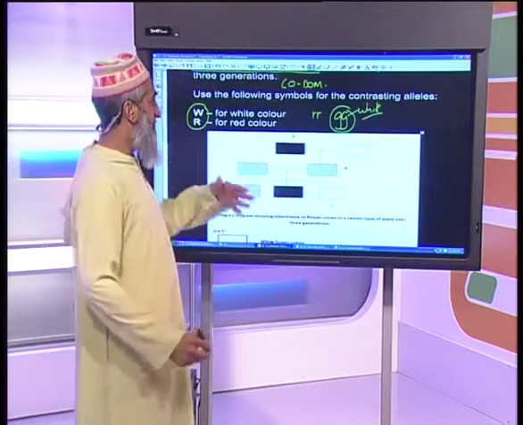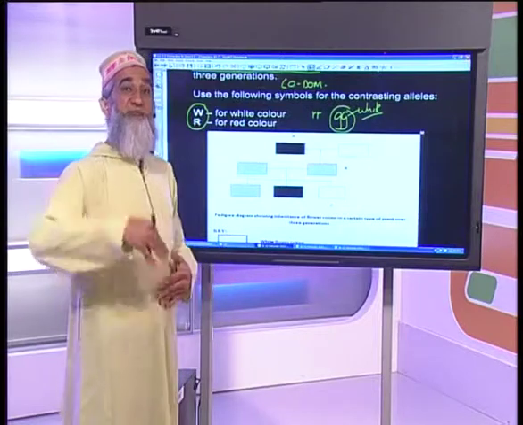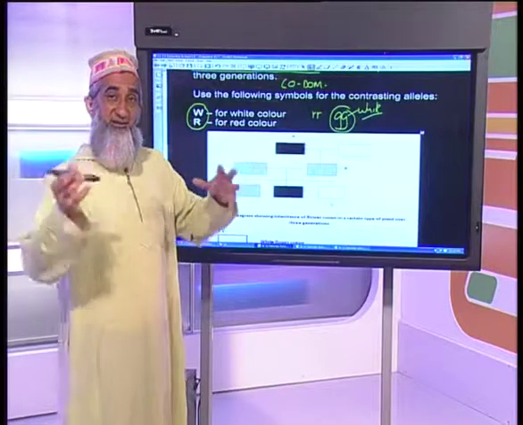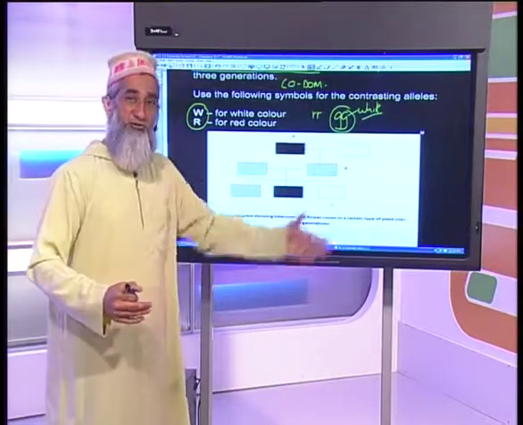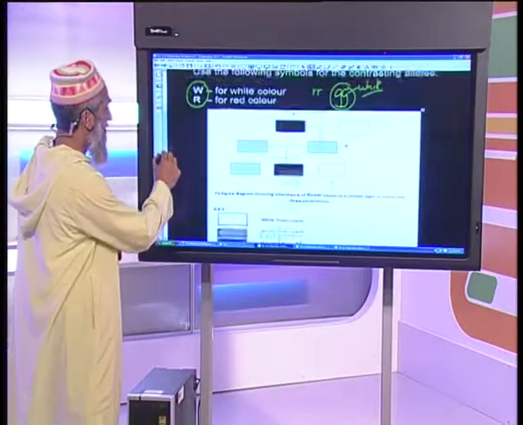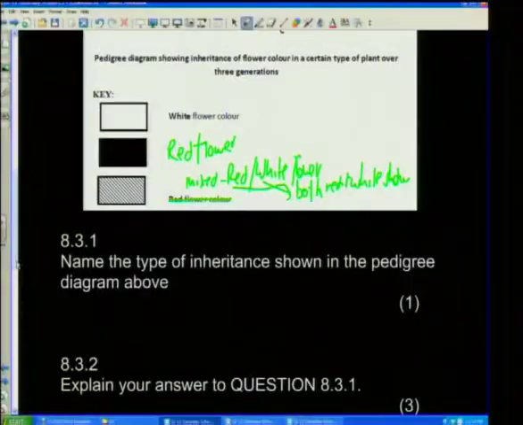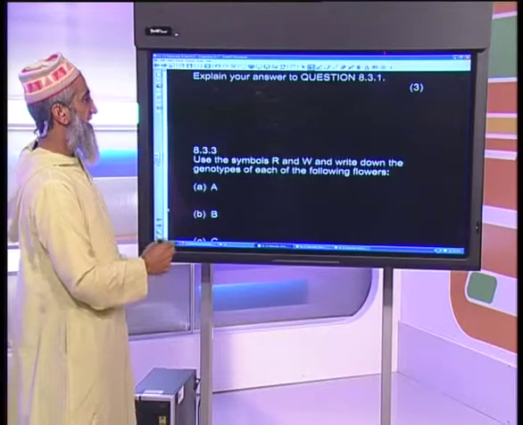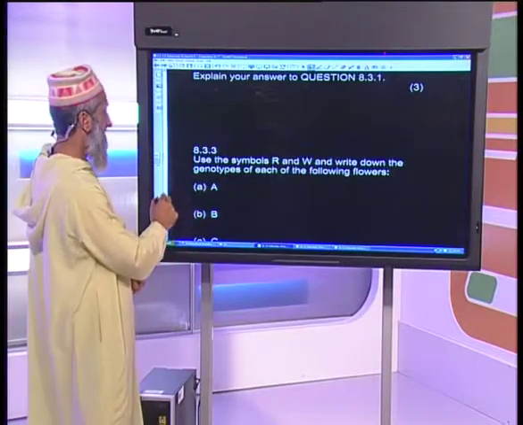For example, if we had red and white here and we get pink, that means that neither of them is dominant over the other, and they have now formed a new blend. So please watch that when you are doing that. Type of inheritance: codominance. Explain your answer: because both characteristics showed themselves equally when this was crossed. Last one there, use the symbols R and W to write down the genotypes of each.